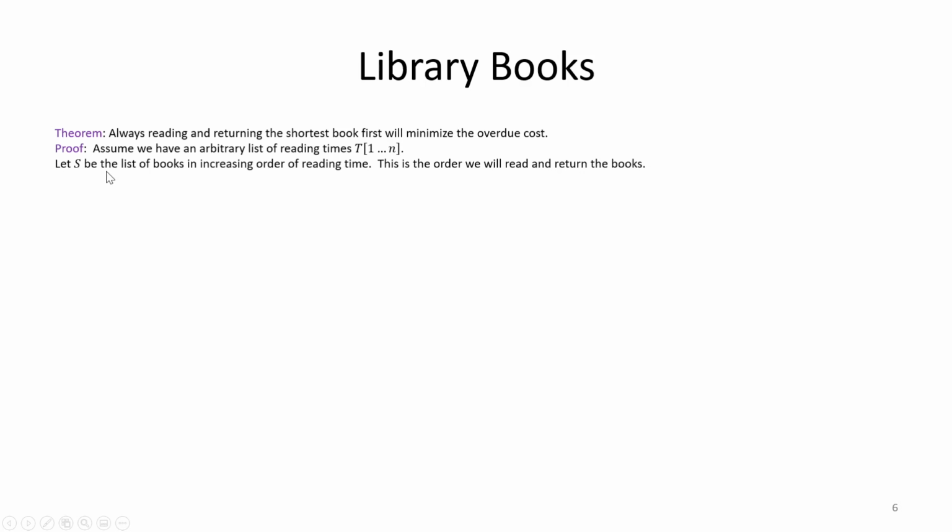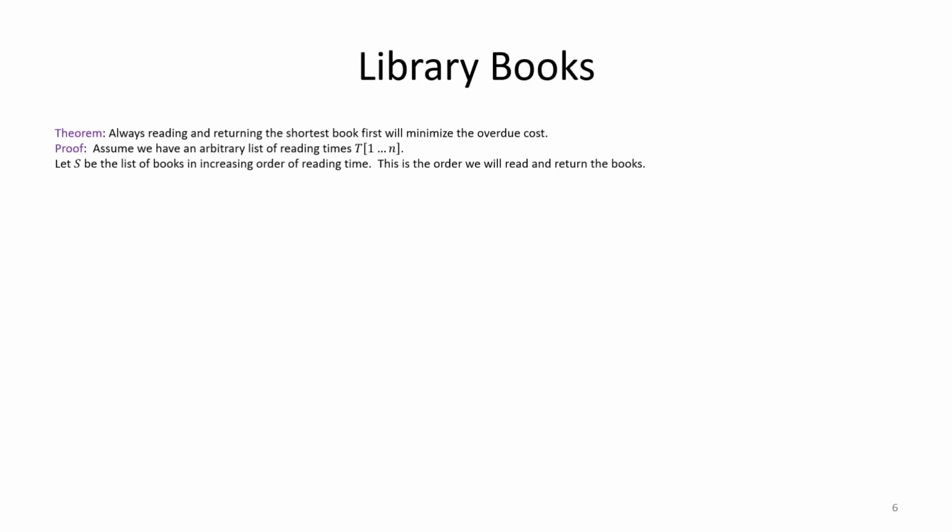So here I'm going to define S to be our solution, the solution that our algorithm returns. So again, given this input, we're going to sort our instances from shortest to longest, right? So let S be the list of books in increasing order of their reading time. That's, as I've got stated here, the order we would read and return the books. So this is an expression of our output.